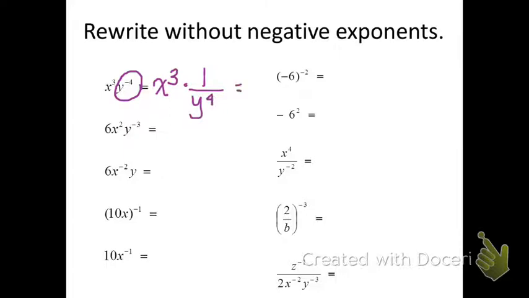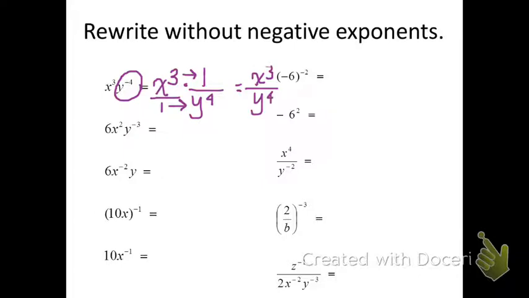If I multiplied these together, you could say that x cubed is the same thing as x cubed over 1, and so to multiply fractions you just multiply across. So what we end up with is x cubed in the numerator over y to the fourth in the denominator.